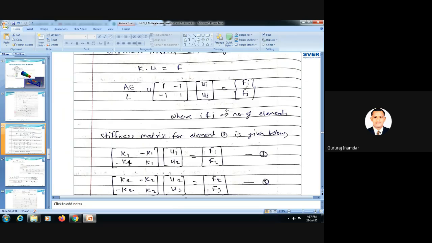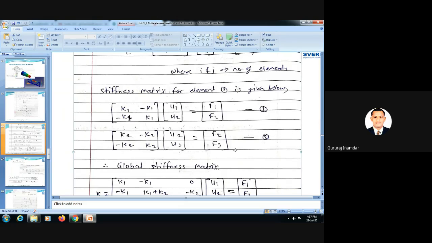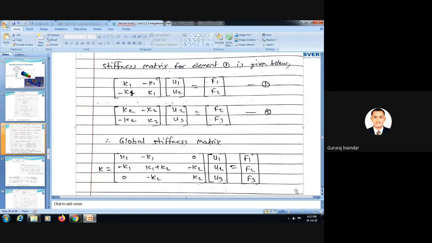So this is not important. Only the final formula is important for us. For the two node element: K1 minus K1, minus K1 K1, times U1 U2, equals F1 F2. This is the first equation and this is the second equation, and the global matrix is nothing but the addition of these two, equations 1 and 2. The same applies if there are 3 nodes. So, moving directly towards the problem.